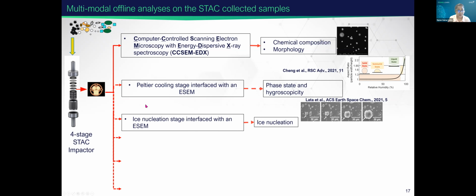The stack-collected aerosol particles can also be analyzed with the ice nucleation stage interfaced inside the ESEM. Here we can probe the cold cloud formation potential of single particles. In this system, we can mimic atmospheric conditions, like cirrus cloud and mixed-phase cloud conditions, to probe the ice nucleation efficiency of single particles collected on the substrate. Here you can see the image of ice particles growing on a single particle, and you can see the progression of the ice formation.